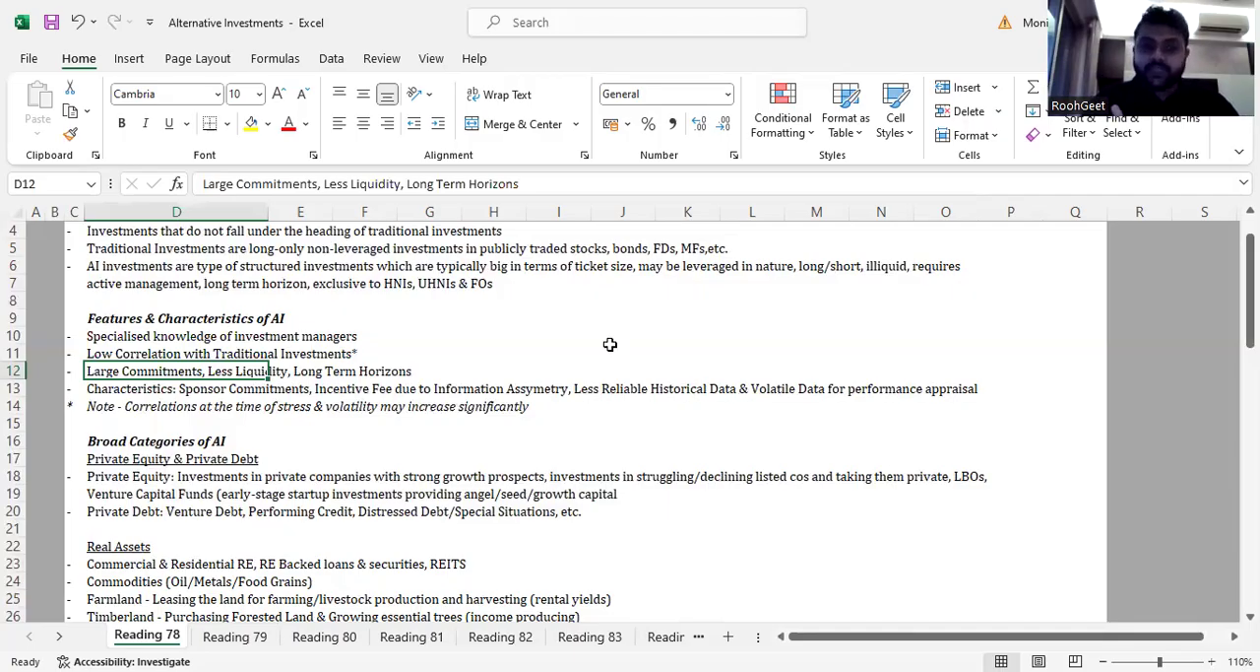Characteristics: sponsor commitments, incentive fee due to information asymmetry, less reliable historical data, and volatile data for performance appraisal. Okay, one after another. Sponsor commitment. Now, what is sponsor commitment?